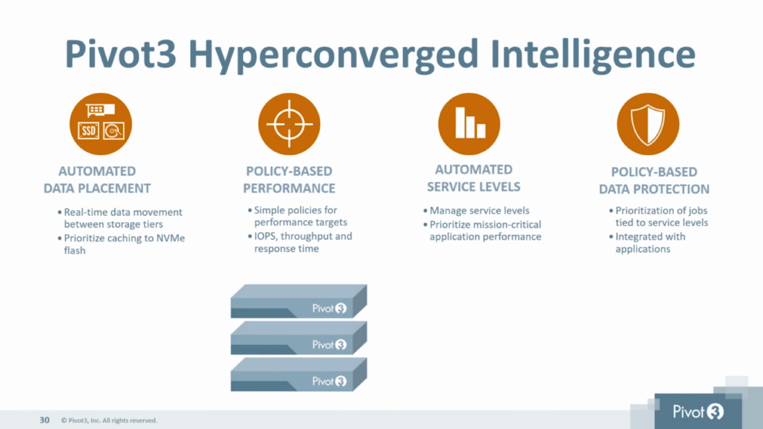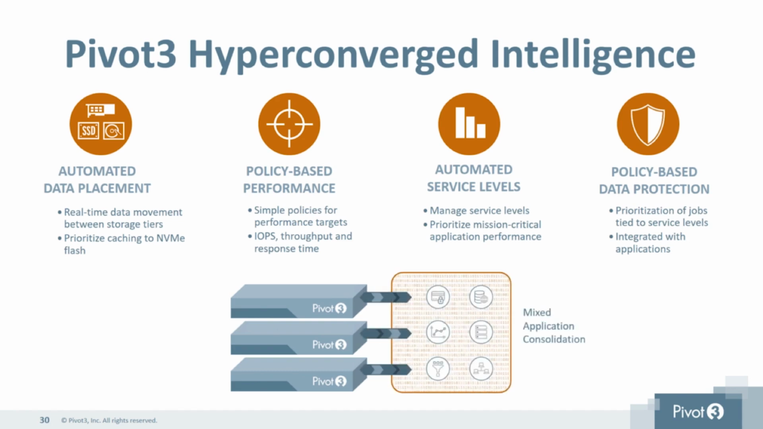But what we've really had to do to enable these multi-workload private cloud environments is develop some really intelligent algorithms that make that possible. So first we have our automated data placement. When we move the data between storage tiers, we're doing this in real time, and it's based on usage patterns of the data. And it gives the priority to trying to cache as much data, or hold as much data, on the NVMe flash layer. And then it tiers back to SSD or HDD only when necessary.